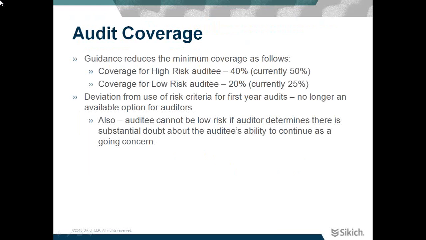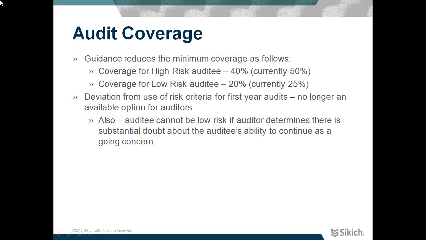Audit coverage. This is the amount of coverage that auditors have to get. Your total federal awards expended, for high risk auditees, used to be 50%, it's now 40%. And for low risk auditees, it used to be 25%, and has now been reduced to 20%.